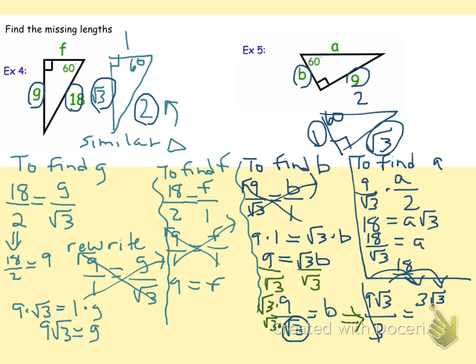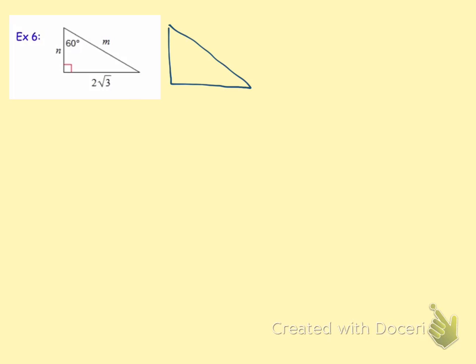Well, I can't have a radical in the denominator, so I have to multiply the top and the bottom by radical 3. And I'm left with 18 radical 3 over 3. I simplify 18 over 3. That gives me 6, and the root 3 gets carried over. So my final answer is a equals 6 root 3. Let's try one more example before I show you the shortcut on the next slide.